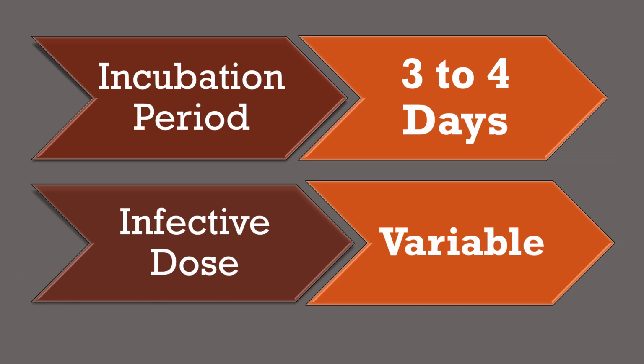The incubation period required for causing an infection is 3 to 4 days, and the infective dose of Helicobacter pylori required for causing an infection is variable.